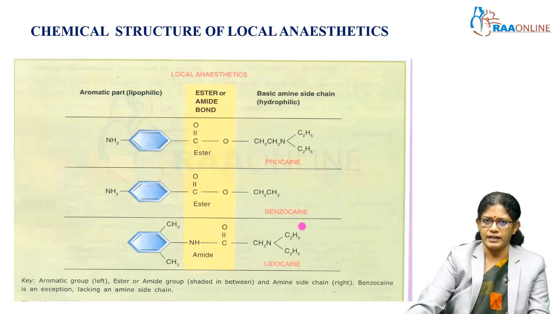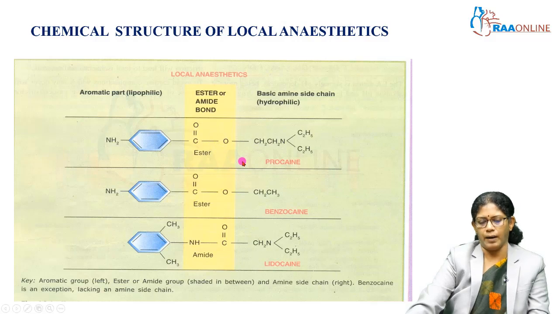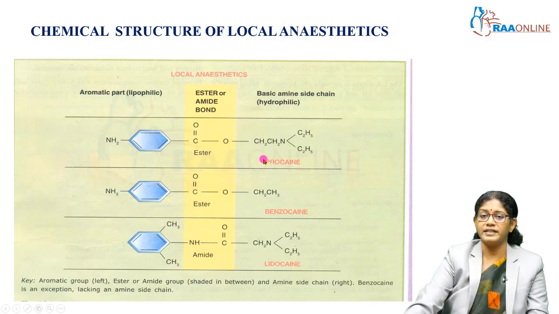All these local anesthetics have an aromatic part as well as a hydrophilic, otherwise called aliphatic, part. Aromatic as well as aliphatic part; lipophilic as well as hydrophilic part. This aromatic and aliphatic part is combined by either an ester or an amide linkage. Accordingly, the local anesthetics are classified as ester linked or amide linked local anesthetics. Every local anesthetic will have both parts, combined by either ester or amide.